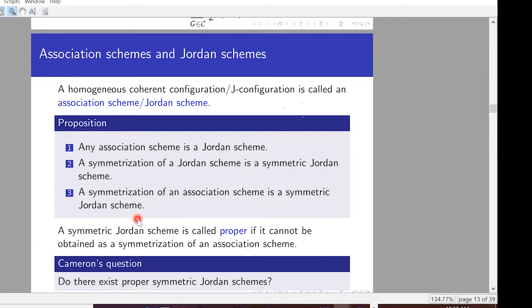So now I come back to the original question, which was asked by Peter. Do there exist proper symmetric Jordan schemes? Now, I can tell you the answer. Yes, they do. And the minimal example we found is on 15 points. But in order to introduce it, we have to learn a very small portion of the properties of Jordan algebras.